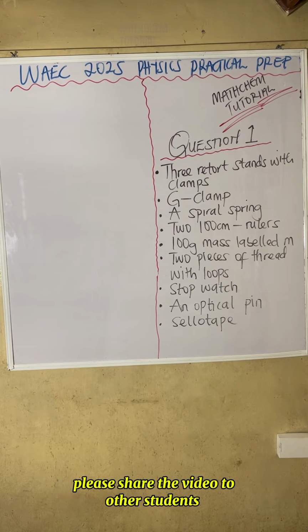We'll be looking into WAEC 2025 physics practical prep. So physics practical is in 3 categories: the first one is mechanics, the second one is optics, or you call it light, and the third one is electricity.